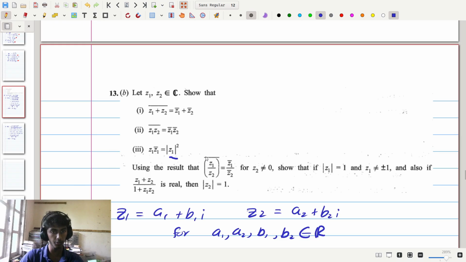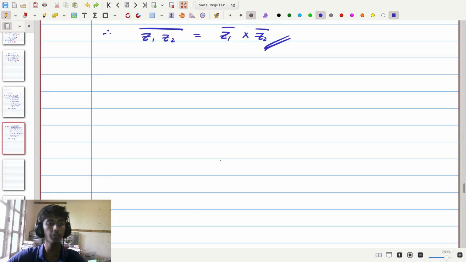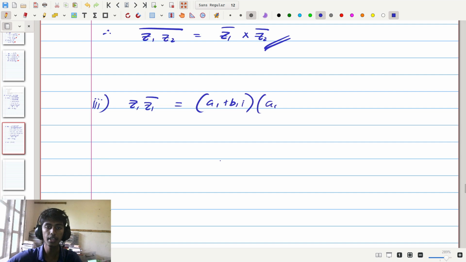Now for the third part, part 3, we are asked to show that Z1 times Z1 conjugate is equal to the modulus of Z1 squared. Now considering the first part, Z1 times Z1 conjugate is going to be equal to A1 plus B1i times A1 minus B1i. Now considering this, we can see we have the difference of squares of A1 and A1 here, and plus B1i here, and minus B1i here.